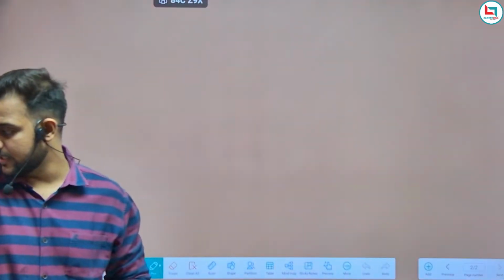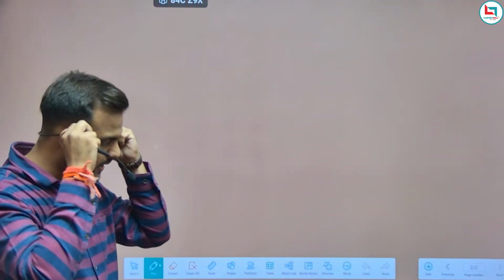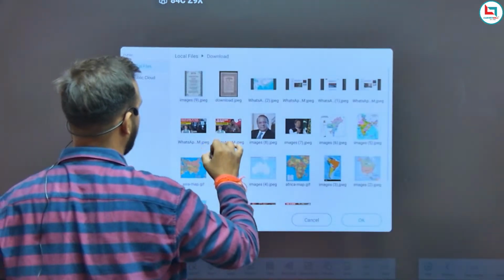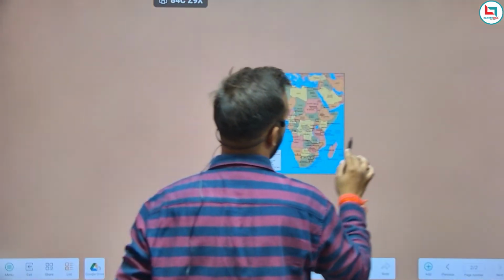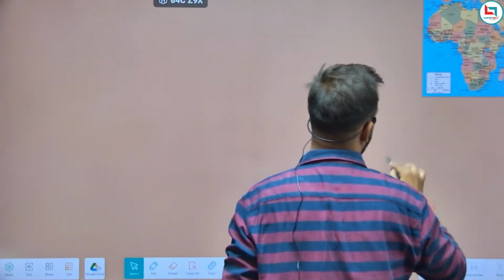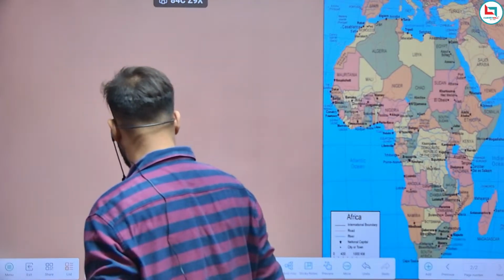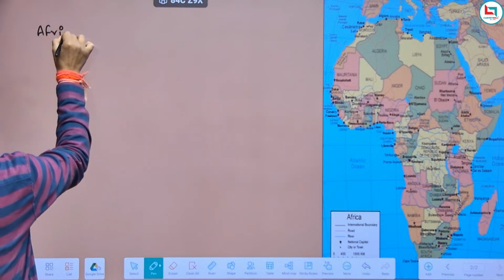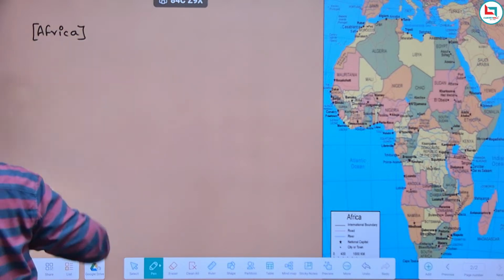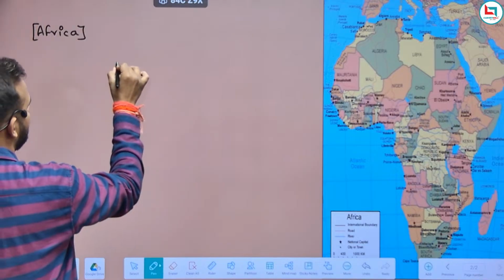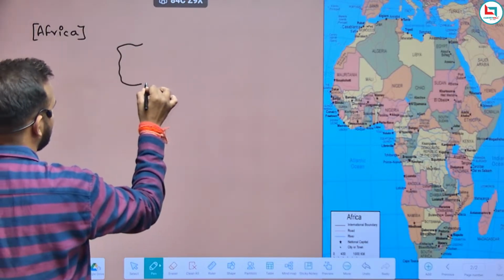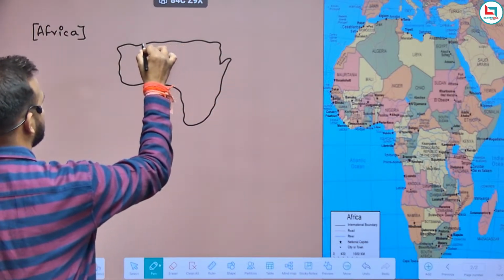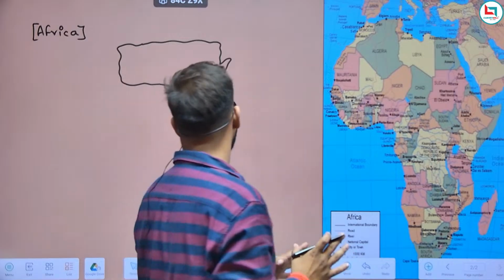Now guys, let's talk about the next major river of Africa. Let me insert the map of Africa, which is again a very important thing. Here we have the map of Africa. Let me draw the freehand map of Africa so that things are clear to you.